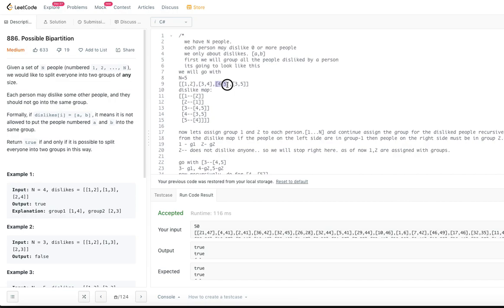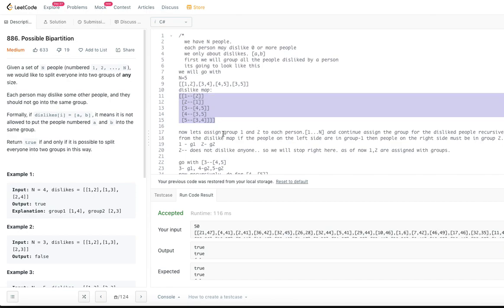And 4 dislikes 5, right? And 5 dislikes 4. And then 3 dislikes 5. 3 and 5. And for 5, let's put 3 also. So this is the complete dislikes map, right?